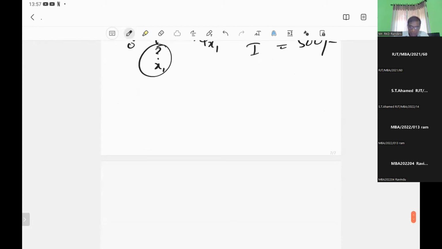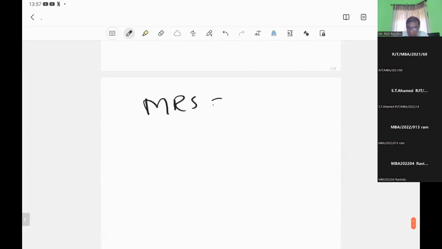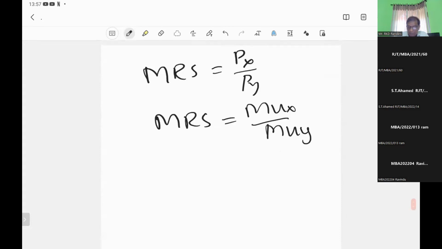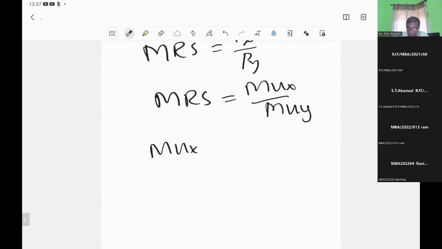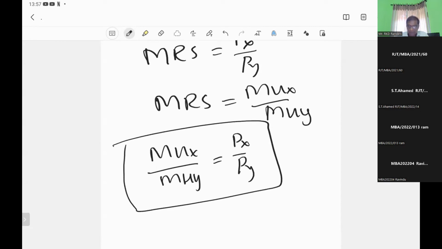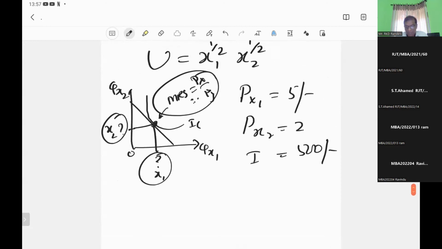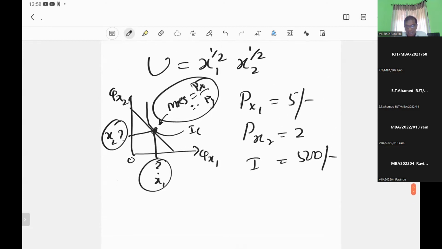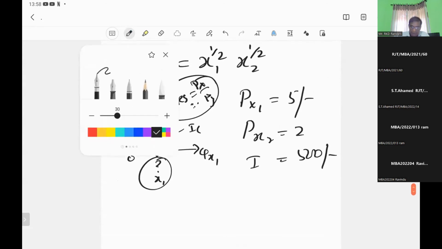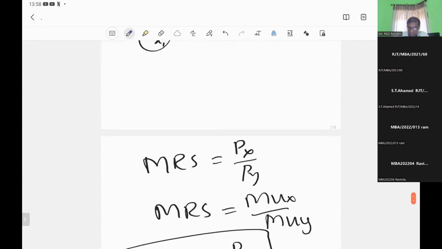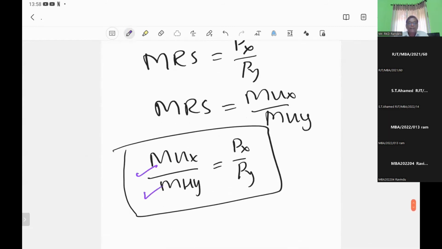You should know this point, that MRS equals the price ratio of the two commodities. Then MRS means MUX divided by MUY. So you can write MUX over MUY equals PX over PY. This is the condition. Now you can solve this problem, right? This is the way. Now you need MUX, you need MUY.